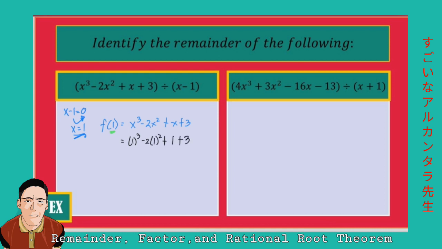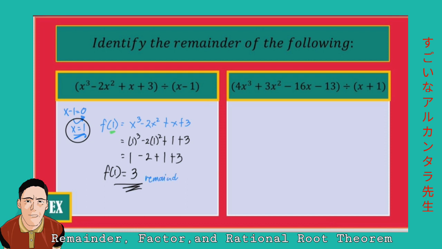Now, it's important again that we can only do the remainder theorem after we find the value of x. Okay? You have to remember that. Next, we'll have 1 minus 2 plus 1 plus 3. So we will have here the remainder of f of 1 being 3. So this is your remainder. 3 is the remainder for this example.